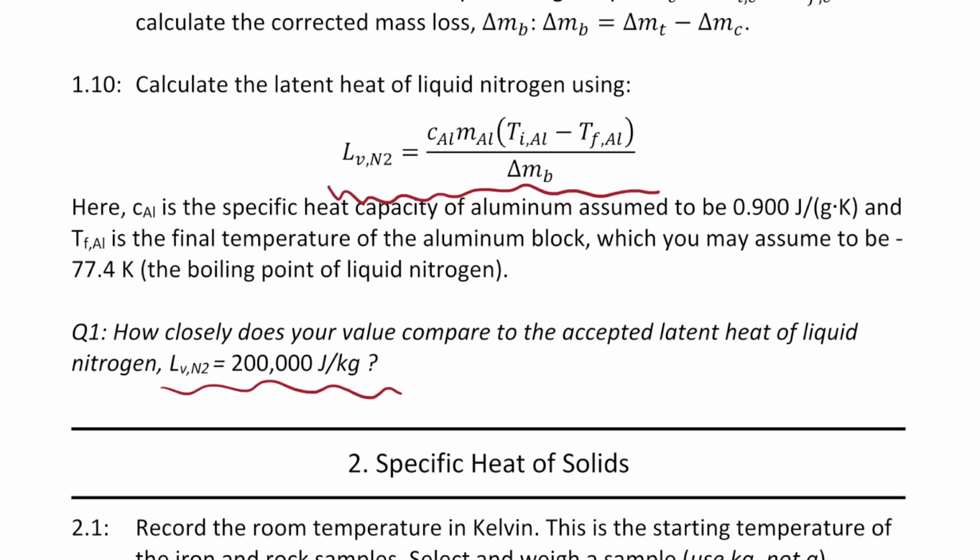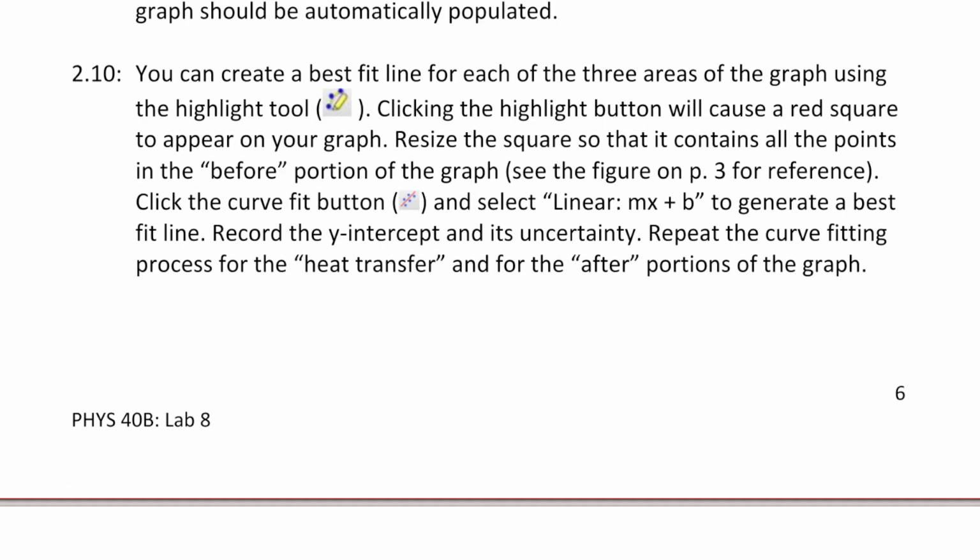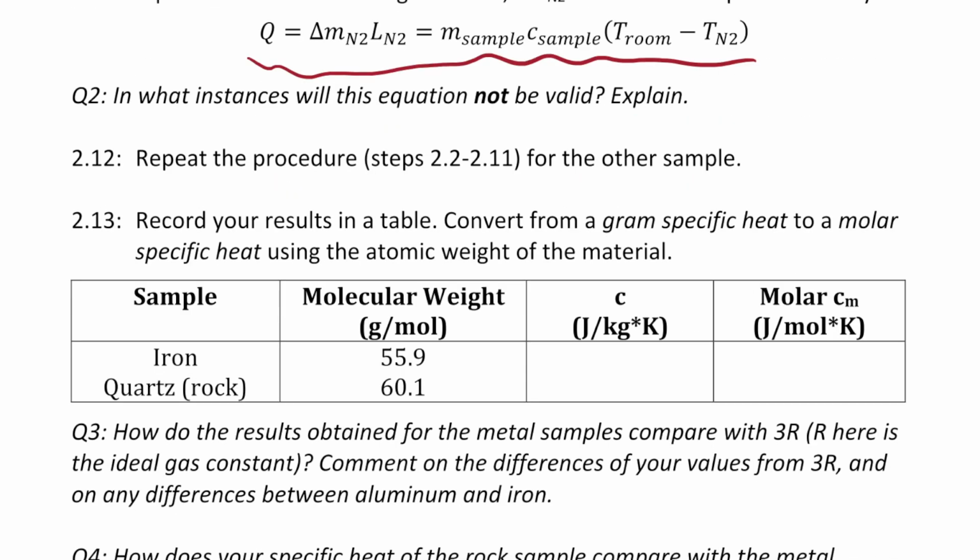I didn't answer question 1, but it was just about how closely the value compared. So theoretically, you should get 200,000, but if you don't, it's okay. Not every experiment is perfect, right?